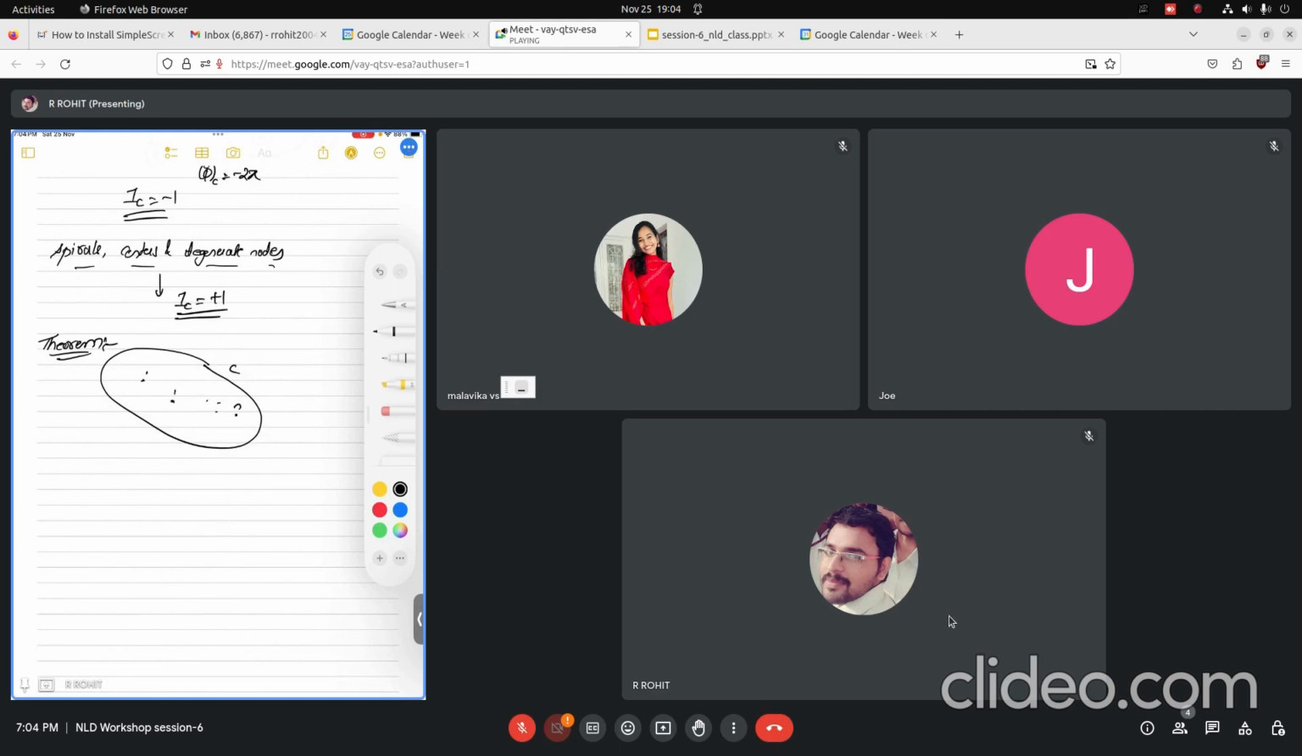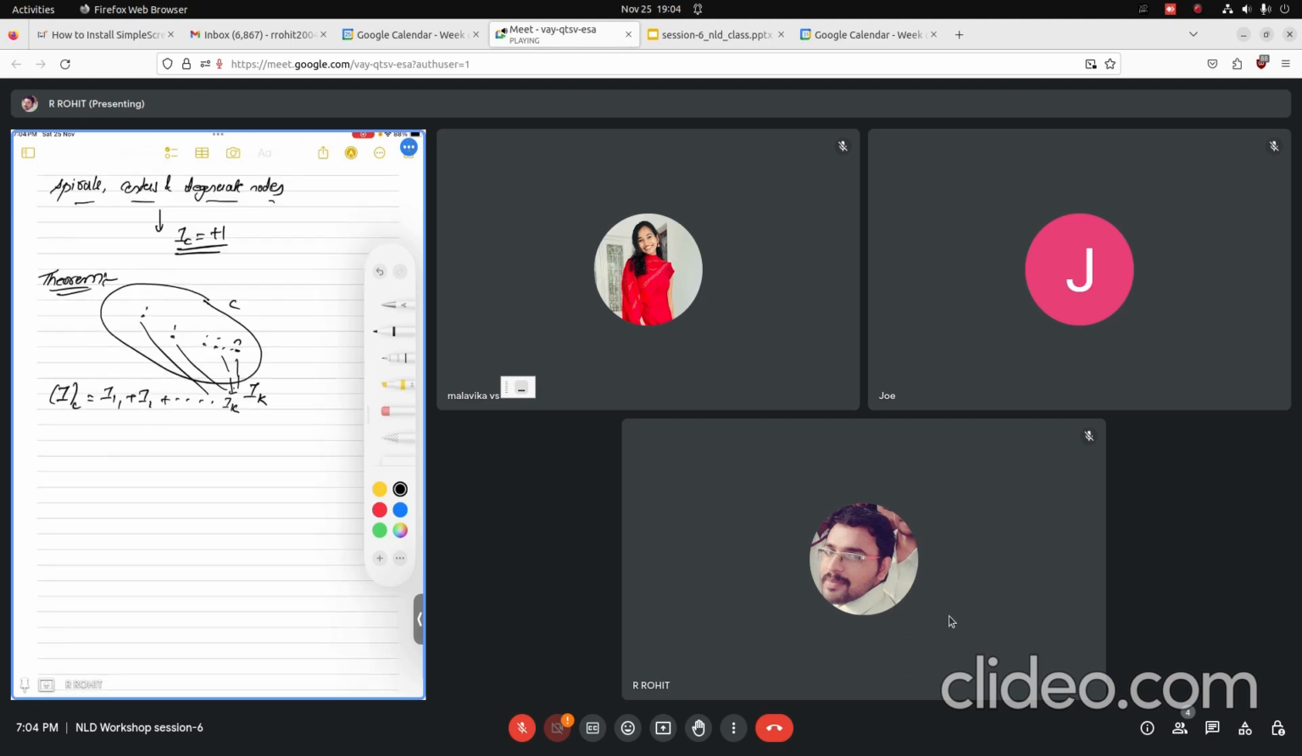In this, we need to find the index of the closed curve with respect to the index of each of these fixed points. Say I will write it as i_k. The theorem says that the sum of the indexes of the total number of fixed points will give you the index of the total closed curve. So we will just see how that is possible.